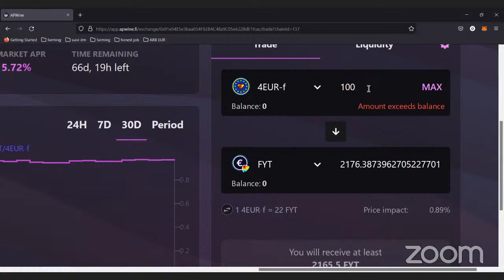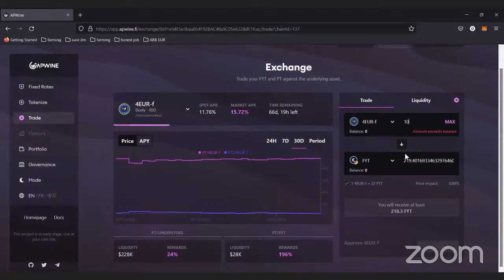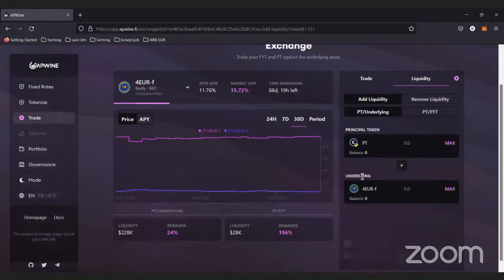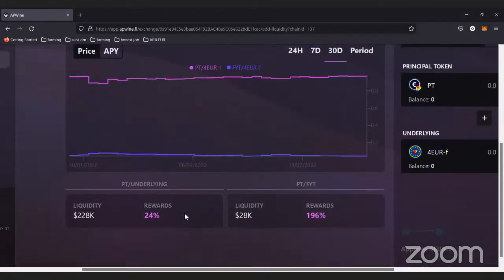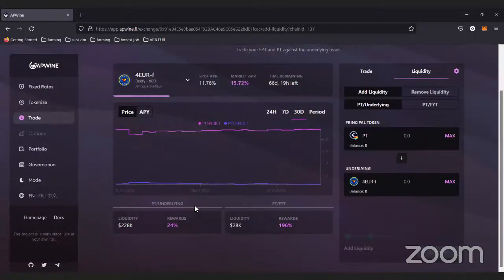It's of course a bit more interesting if you play with pocket money. With 10 euros, you have a price impact which is very small. This is why you need to have liquidity mining. And as you can see here, you have the liquidity mining. So this is where things are interesting.